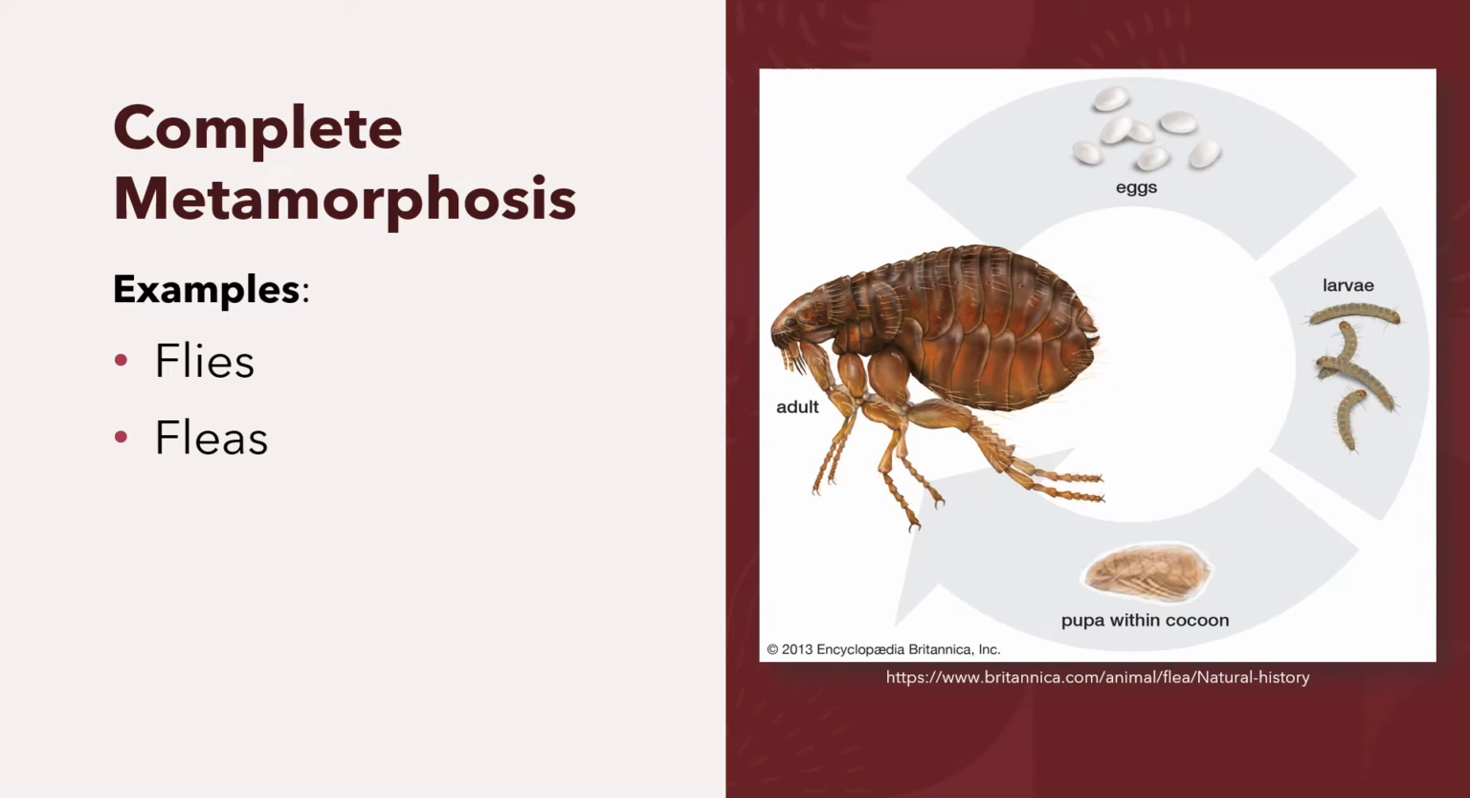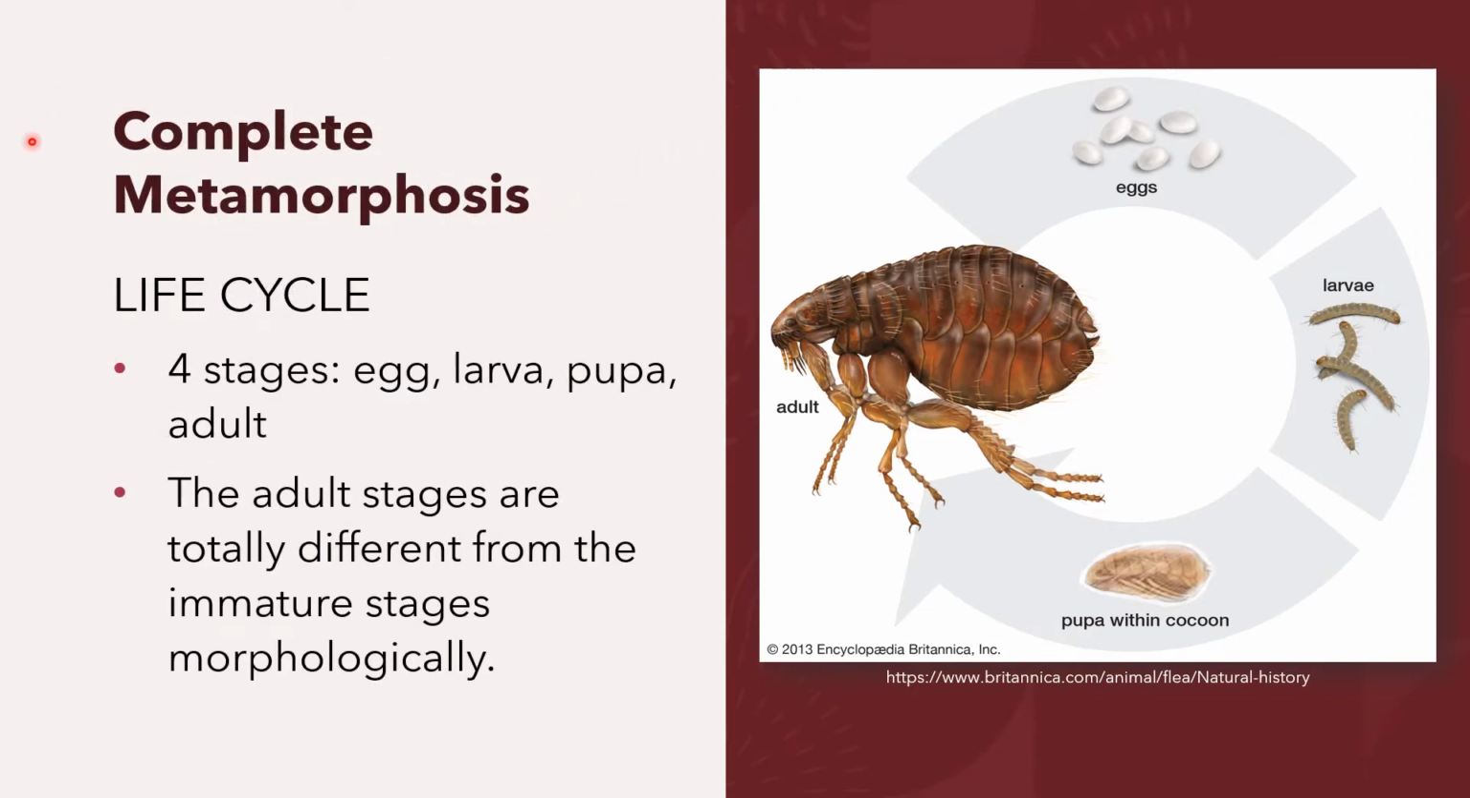Another insect of veterinary significance that exhibits complete metamorphosis is the flea. Again, the life cycle of the fleas also exhibits 4 life stages, and that includes the egg, the larva, the pupa, and the adult. When we describe the life cycle of complete metamorphosis, again, there are 4 stages: the egg, the larva, the pupa, and the adult. The adult stage is totally different from the immature stages morphologically.